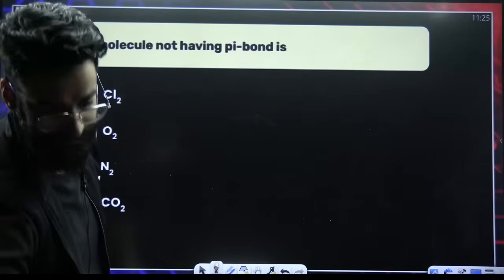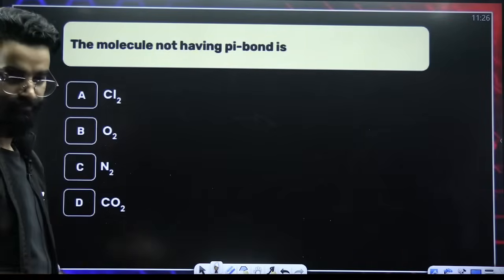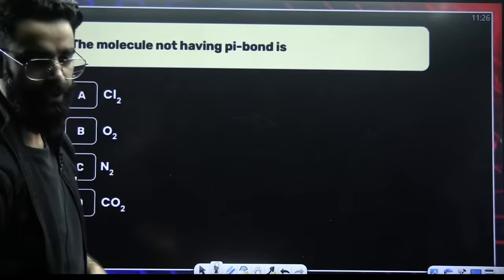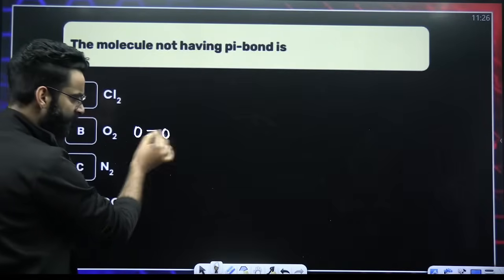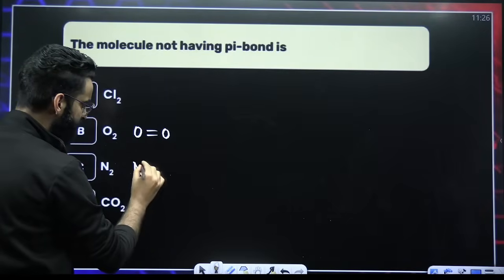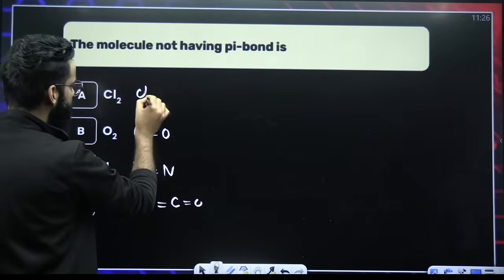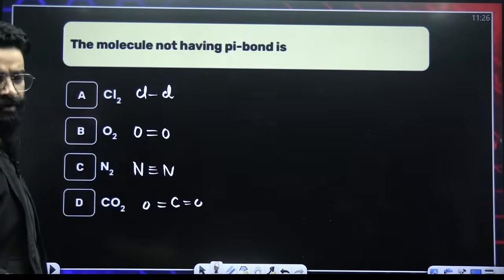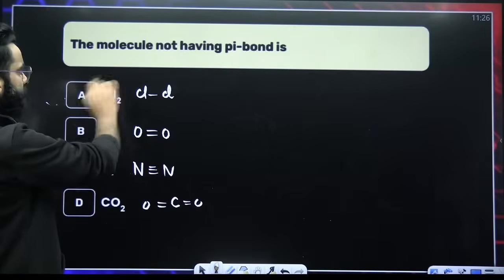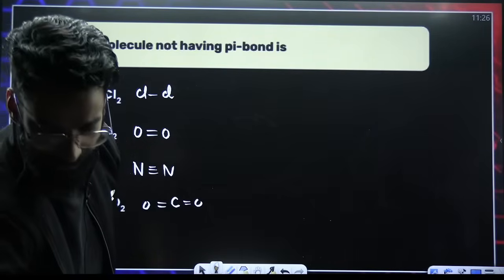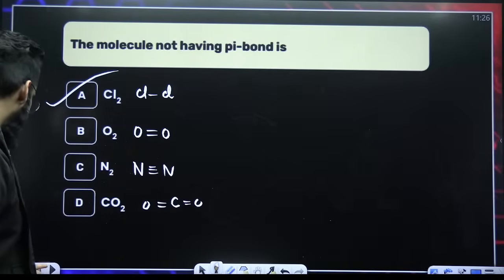Answer this one quickly. The molecule not having pi bond. See guys, O2 you know. In MOT we saw O2 has a double bond. N2 has a triple bond. Carbon dioxide structure you know, right? Cl2 you know there's a single bond. Bond order is 1, right? So it does not have any pi bond. Perfectly done.